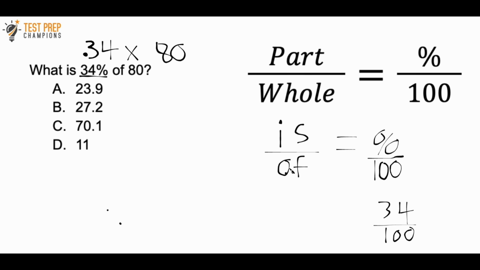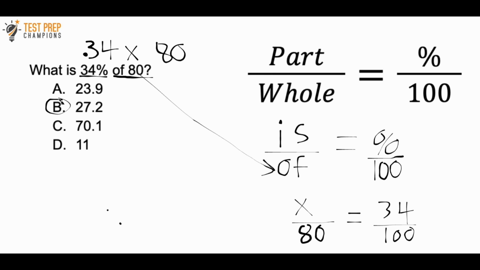So in the formula, I've got is over of. So I see here the word of with this 80 here, right? It says, what is 34% of 80? So I'm going to plug 80 into the formula in place of the word of. And since it's asking us what is, I'm going to put x in here for is, because we don't know what is. So I set this up the same way now as we just did with the other formula. X over 80 equals 34 over 100. And again, I would multiply by 80 on both sides, and that's going to get me the answer.